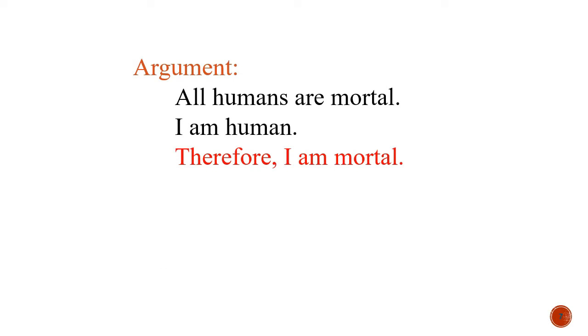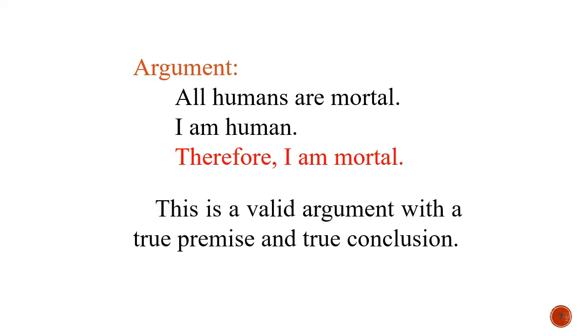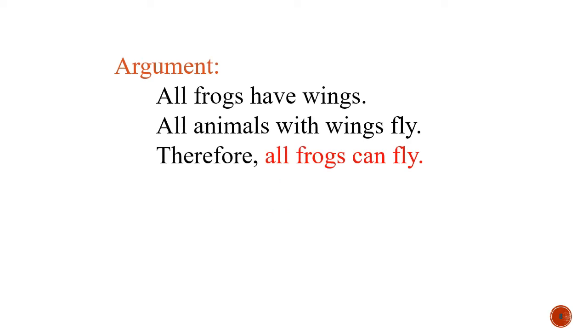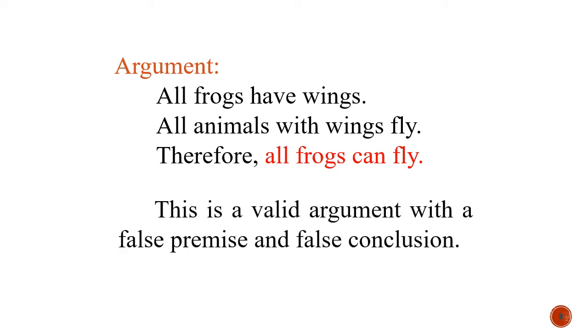For example, all humans are mortal. I am human, therefore, I am mortal. This is a valid argument with a true premise and a true conclusion. Another argument: all frogs have wings. All animals with wings fly, therefore, all frogs can fly. This is a valid argument with a false premise and false conclusion.